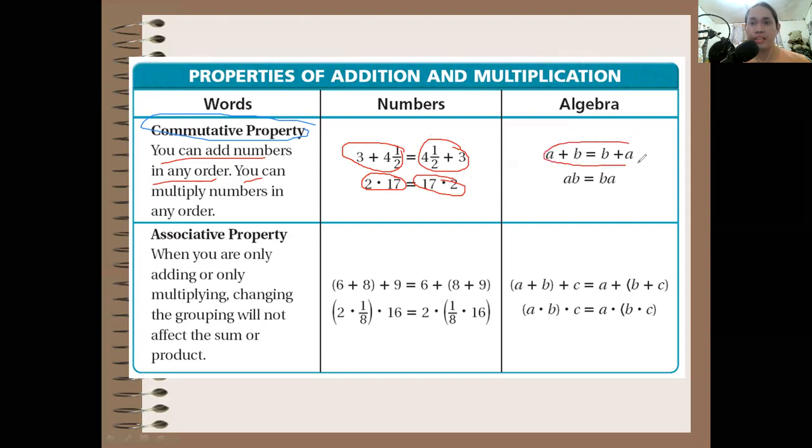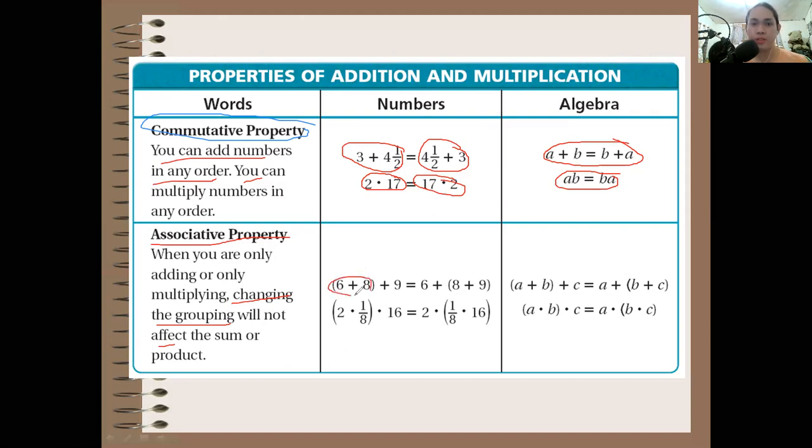So in algebra, we can represent it as a plus b is equal to b plus a for commutative property under addition, and ab is equal to ba under the commutative property of multiplication. The next property we're going to study in this video is the associative property. What's the associative property? When you are only adding or only multiplying, changing the grouping will not affect the sum or product. Same with the commutative property, the associative property has two types: associative property of addition and associative property of multiplication. Changing the grouping will not affect the sum or product of the numbers or expressions that we have.